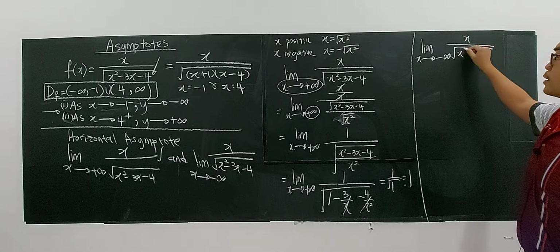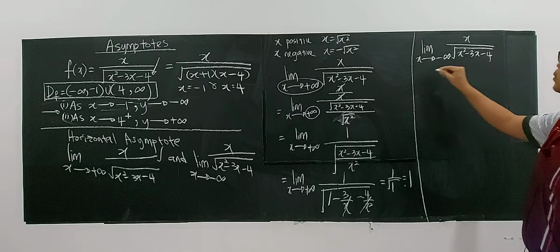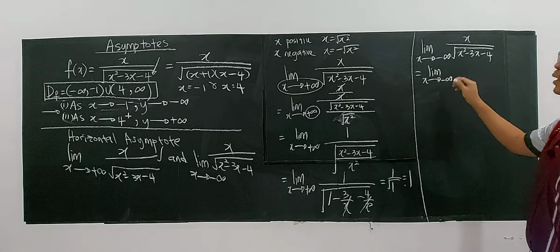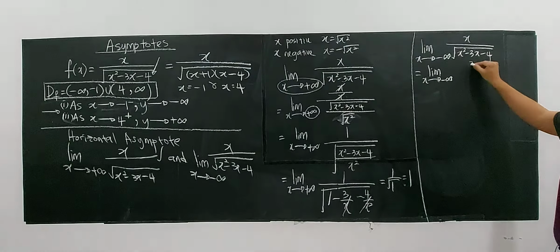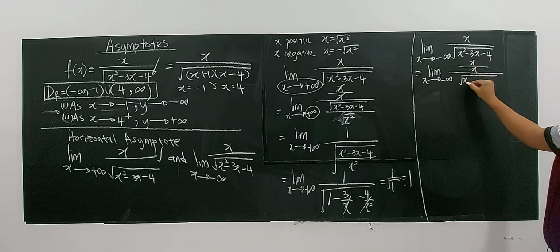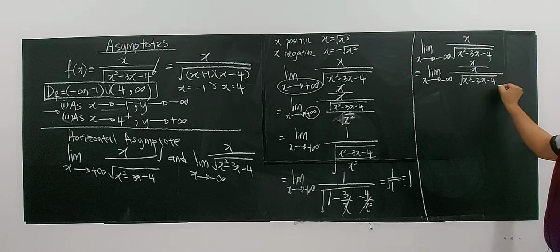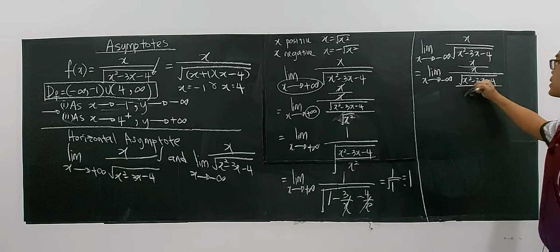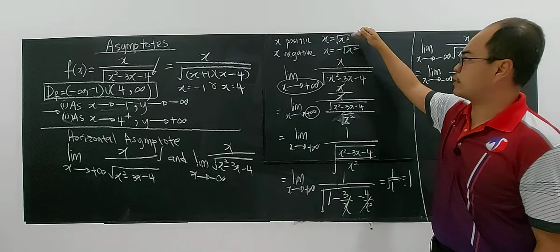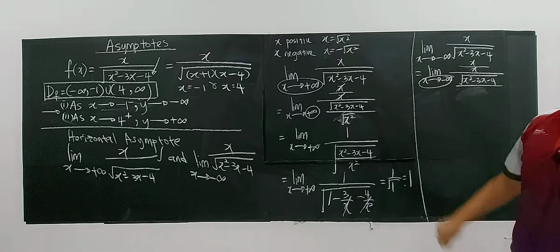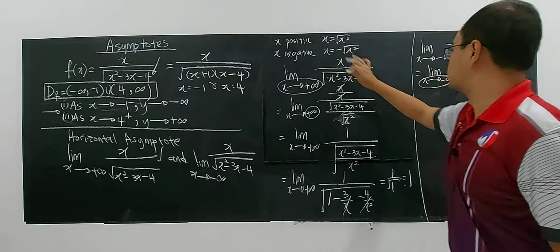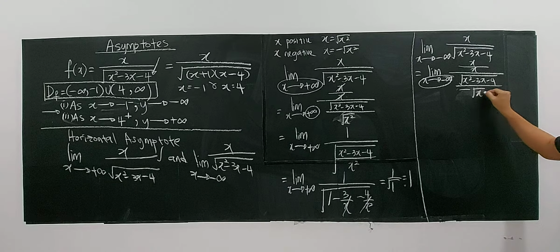So you have the limit as x approaches negative infinity of x over the square root of x squared minus 3x minus 4. The procedure is the same: you divide by x. But because of the square root, I have to modify this x and choose one of the two forms. If it is negative infinity, then x is negative, so I choose this x to be the negative square root of x squared.